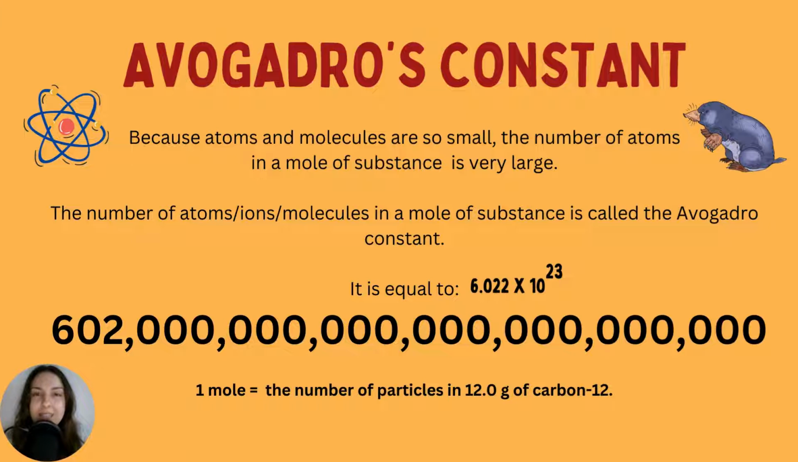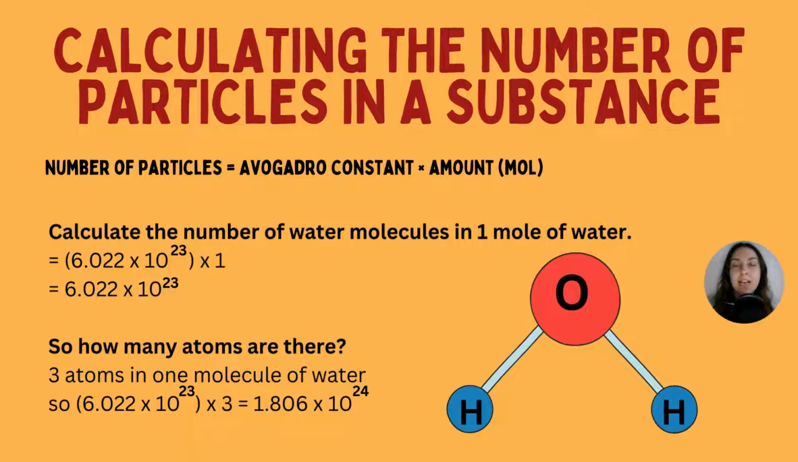And 1 mole essentially is equal to the number of particles in 12 grams of carbon 12. Carbon is used as kind of a unit of comparison in this way. So when I say to you a pair of socks, I mean 2. A mole of something is this Avogadro's constant in terms of the amount of particles or atoms there are in 1 mole of substance. Okay, so in the exam, you could get asked to calculate the number of particles in a substance. So if we know the Avogadro's constant, we can work out how many moles there are.